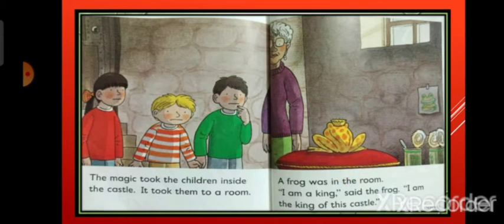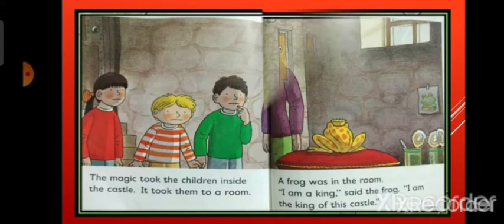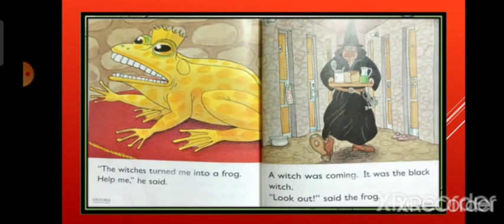That's why we will read these sentences with expressions. Okay? Read with me. "I am a king. I am the king of this castle." "The witches turned me into a frog." "Help me," he said. A witch was coming. It was the black witch. "Look out," said the frog.